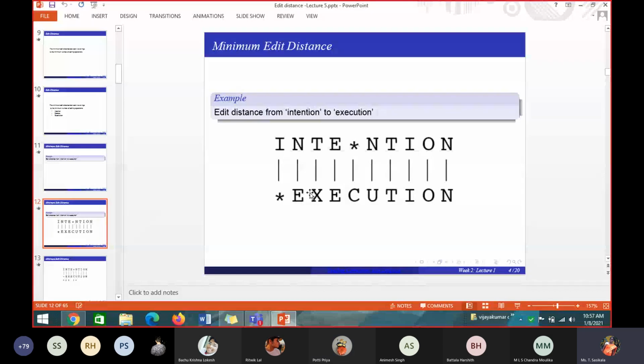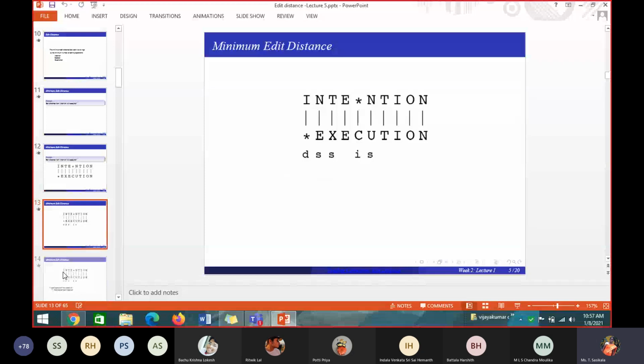Execution. Okay, so INTENTION. The star you leave it. So I will be writing INTENTION. You start from this. See here, everyone, one minute. Here it is, there. See, here I should be replaced.